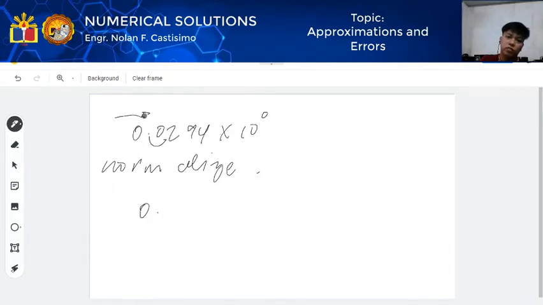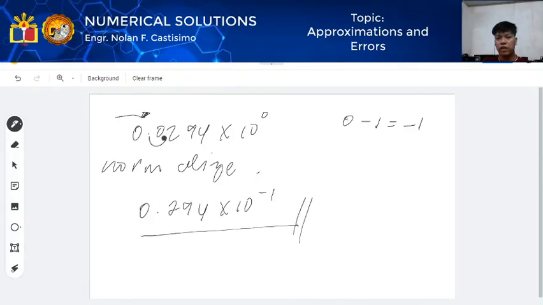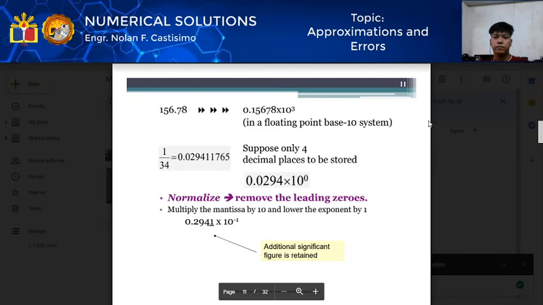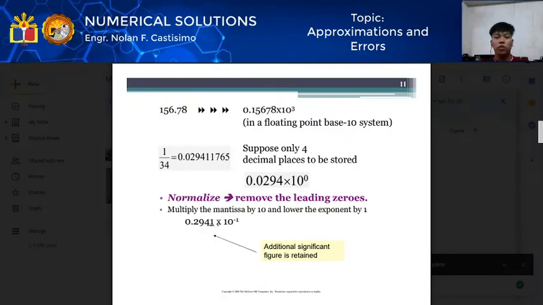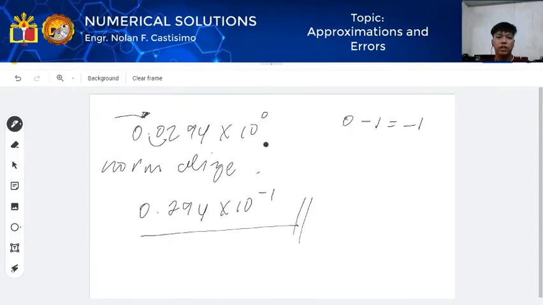Ang sagot dyan, 0. So, parang ito, minove doon. So, pag to the left yung move, magma-minus tayo. So, 0.294 times 10. So, 0 minus 1, diba? 0 minus 1 equals negative 1. Kaya ang exponent natin is negative 1. Naintindihan? So, ito na yung inonormalize natin. Inalis natin yung 0 sa unahan. Next. Pero kasi, diba, kailangan 4 decimal places. Kaya, kinuha natin yung isang significant figure from the original. That's why, kailangan natin magdagdag dito ng 1.